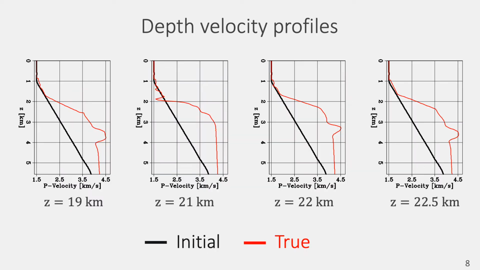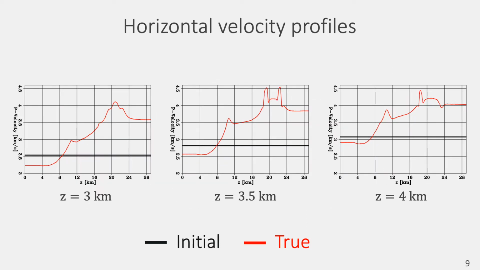You can clearly see by examining these depth velocity profiles extracted at 19, 21, 22, and 22.5 kilometers that the initial model is extremely inaccurate, and in some regions of the model, the velocity error reaches almost 2 kilometers per second. This is also confirmed by looking at horizontal velocity profiles. And moreover, we can see that the true model shown in the red curve also contains high wave number features that are indeed absent from the initial model, as shown by the blue arrows.